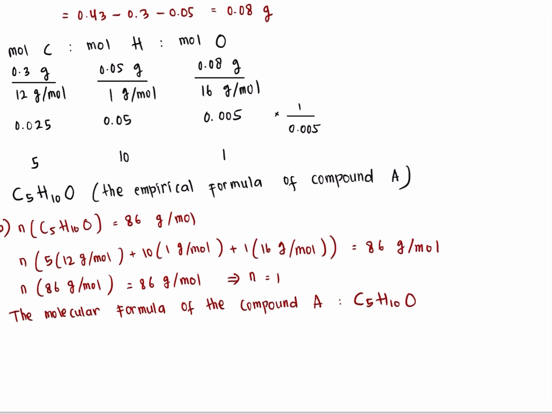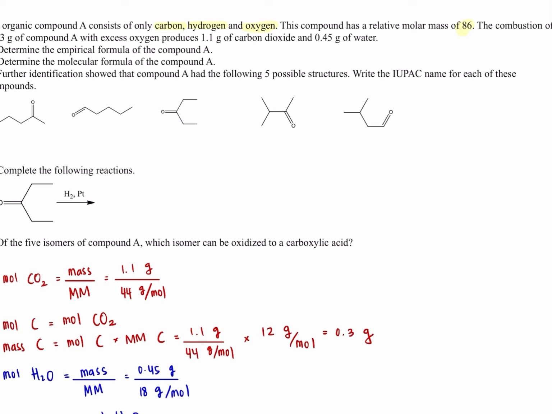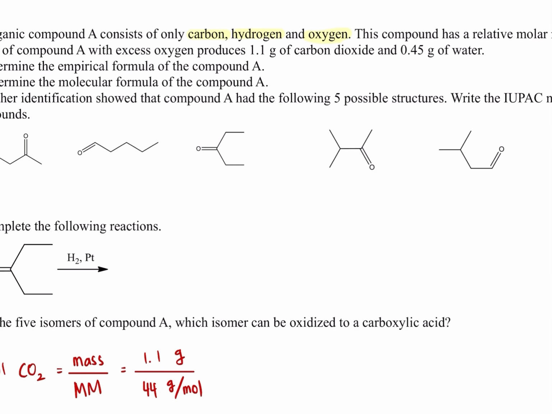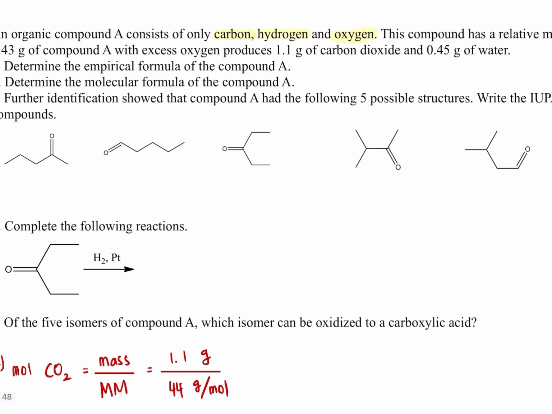Okay, and then the third question. Here we have the information that the compound A has the following 5 possible structures, and we have to write the IUPAC name for each of these compounds. Basically, 5 possible structures means that these 5 structures are isomers: they have the same molecular formula, but different structures and different properties. So let's start from the first one.